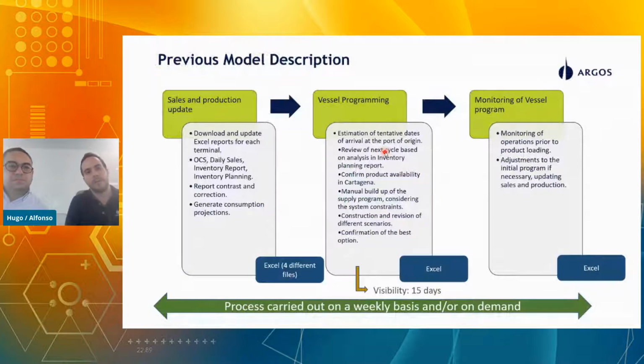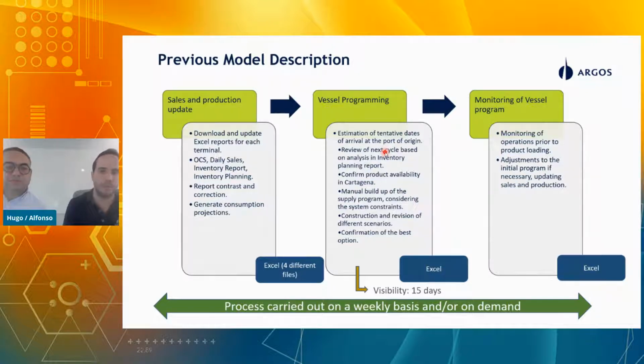So previously, we modeled the supply of cement using 100% Excel files. We have four different files where we download the sales and production, update the inventory report, and then produce the inventory planning for the coming couple of weeks.